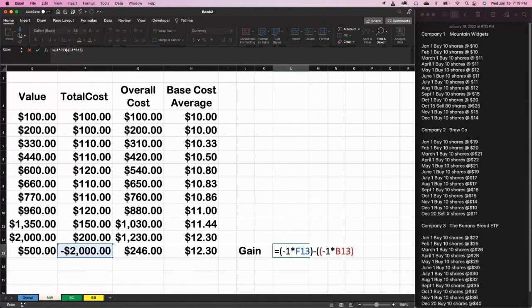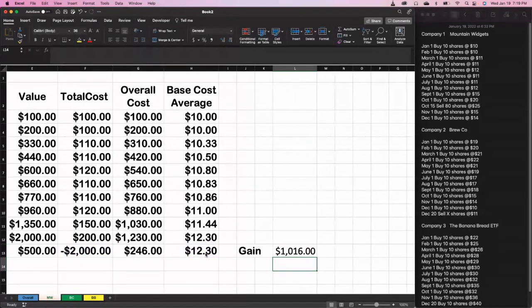And we'll close that bracket times, of course, and this is where that number comes in, our dollar cost average. We'll put that in here. We'll hit enter, and there it is. That's our gain. Our gain is $1,016.